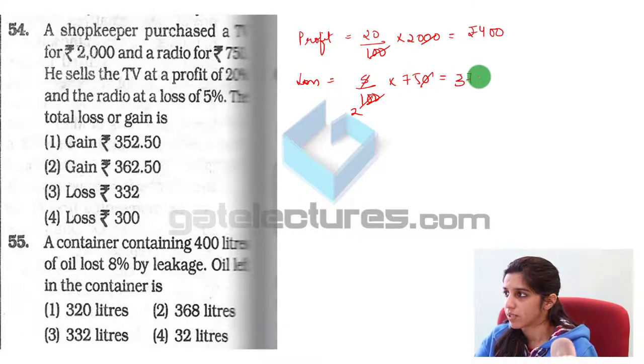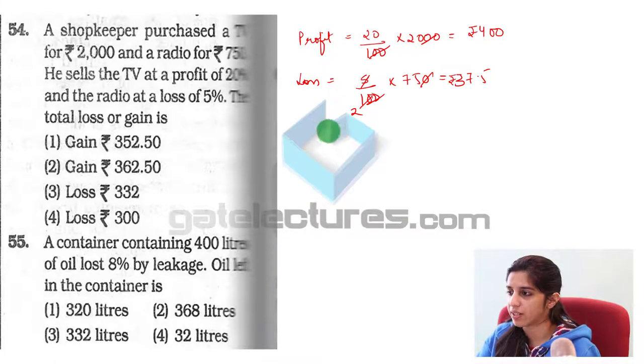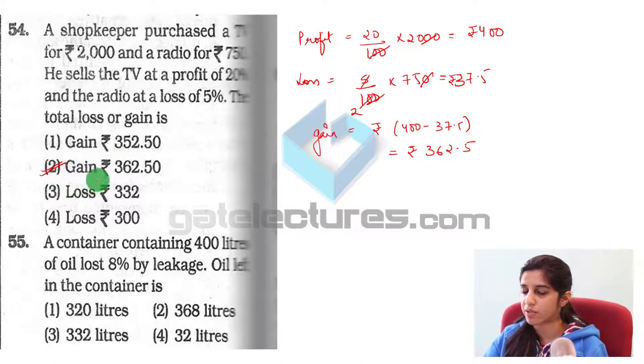which is 37.5 rupees. So in total he's having a gain of rupees 400 minus 37.5, which is going to give you rupees 362.5. So correct answer is he's having a net gain of rupees 362.5. Look at the next question.